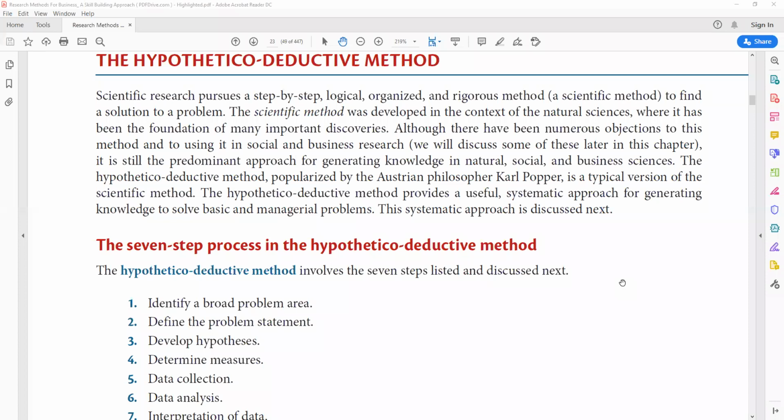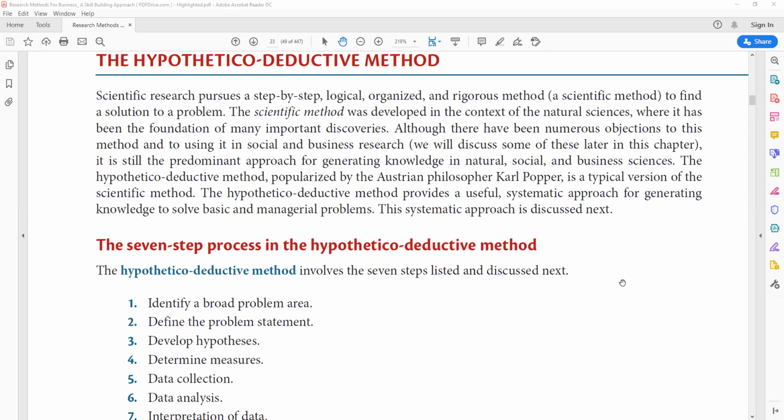So keeping in mind business research, we have this 7-step process in the hypothetical-deductive method that involves different steps from identifying the area of research till the interpretation of data. We'll be discussing all these steps in detail today. The steps are identifying the broad problem area, defining the problem statement, and based on the problem statement, you develop a hypothesis. Then you develop measures to test the hypothetical relationship between variables.